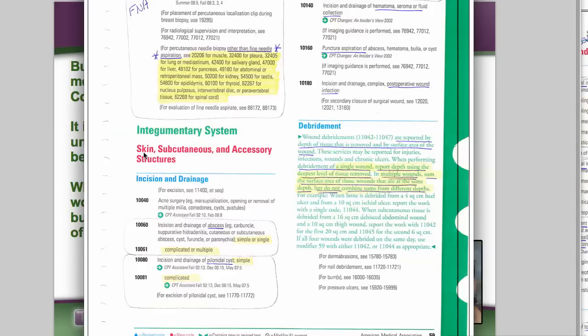And you'll notice that the categories are in red this year: skin, subcutaneous, and accessory structures. Then we have these categories in blue: incision and drainage, and then debridement on this page.